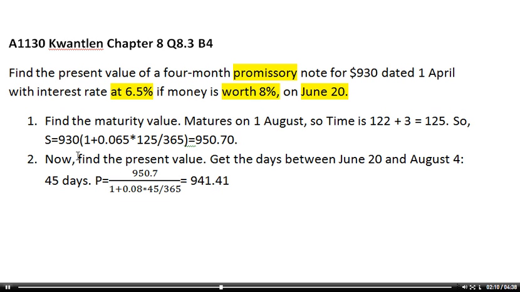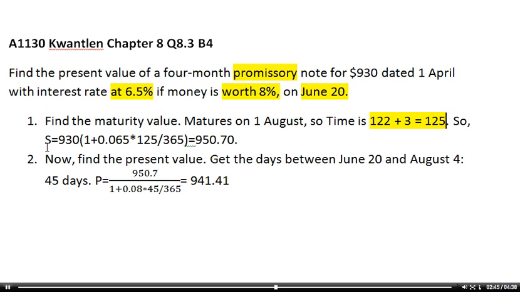So we find the answer in two steps. First of all, we find the maturity value of the note. Just find the maturity value of the note. Now we know that it's 4 months. It matures on the 1st of August. This is 122 days. Now we have to add in 3 days because we give a grace period, because it's a promissory note. So the total time that we should allow is 125 days.